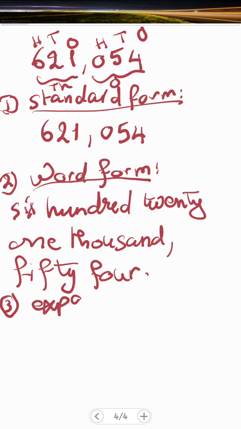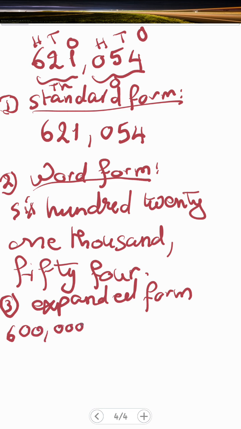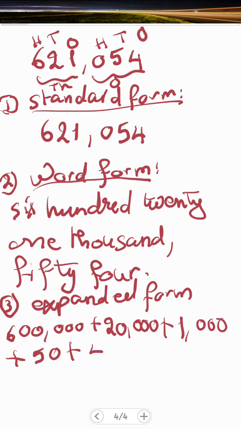The last thing I want to write is the expanded form. So the expanded form, as we said, we will write each digit by its place value. So the 6 here is 100,000, so I will write 600,000 plus 2 ten thousands, so it's 20,000, plus 1 one thousand, so it is 1,000, plus 0 hundreds, so I will not write 0, just ignore it because it is just 0. And the 5 tens, so it is 50 plus 4 ones, which is 4.